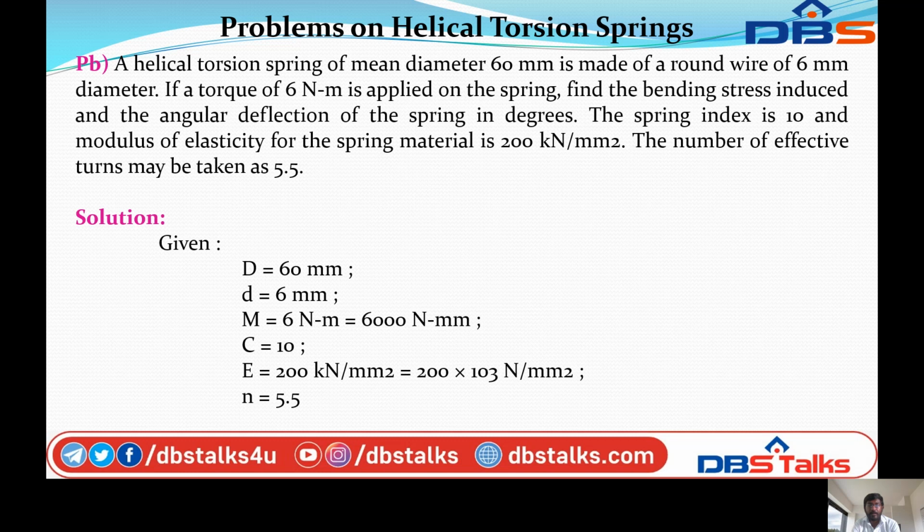The spring index is 10 and modulus of elasticity of the spring material is 200 kN per mm square. The number of effective turns may be taken as 5.5. So let us note down the given data. Given capital D is equal to 60 mm, small d is equal to 6 mm, capital M is equal to 6 Newton meter, that is equal to 6000 Newton millimeter, C is equal to 10, E is equal to 200 kilonewton per mm square, that is equal to 200 into 10 cube Newton per mm square. So finally N is equal to 5.5.